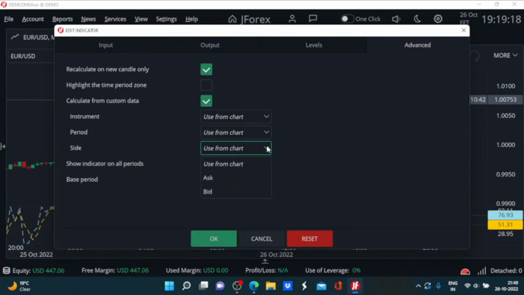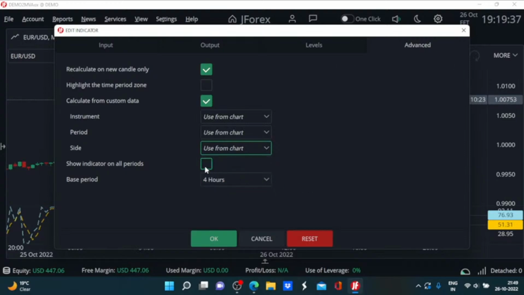The spread side, you can use it from the chart, or you can go for ask or bid to be defined separately. There is going to be a slight difference, but not much, as it is simply dependent on the spread difference, the pip size, and for Euro USD, it is going to be negligible.